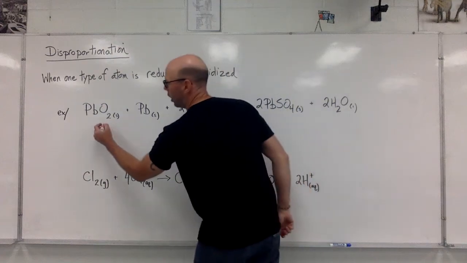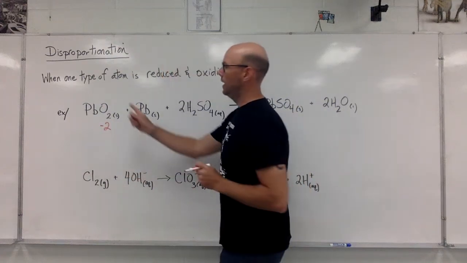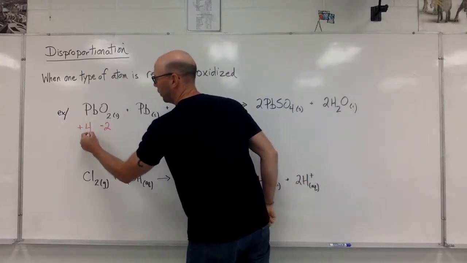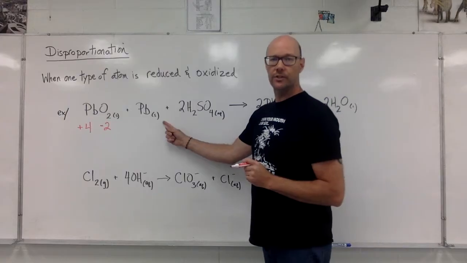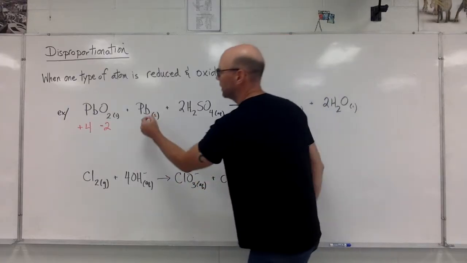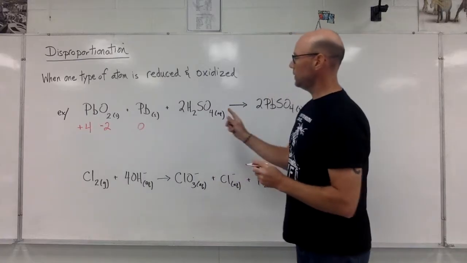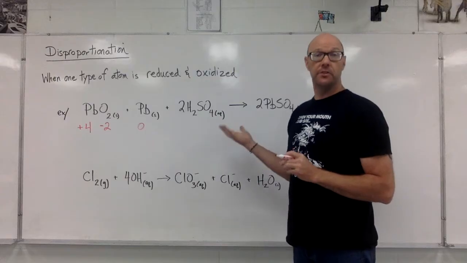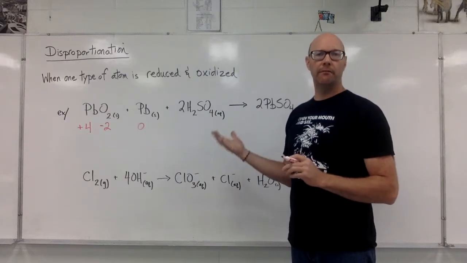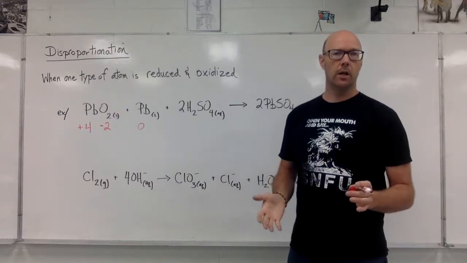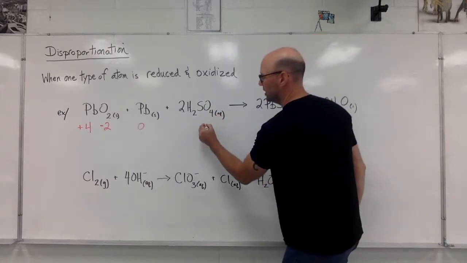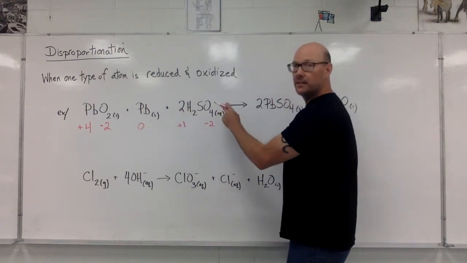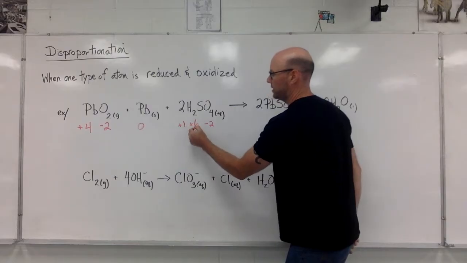PbO2 solid, oxygen is -2. The lead here, the total has to add up to 0. The lead is +4. Here's some other lead. It's lead solid. That's lead as an element, 0. Here, H2SO4. The coefficient at the front just lets me know that this is already a balanced equation. It does not affect my thought process for assigning oxidation numbers. Oxygen is -2. Hydrogen is +1. +1, that leaves the sulfur to be +6.